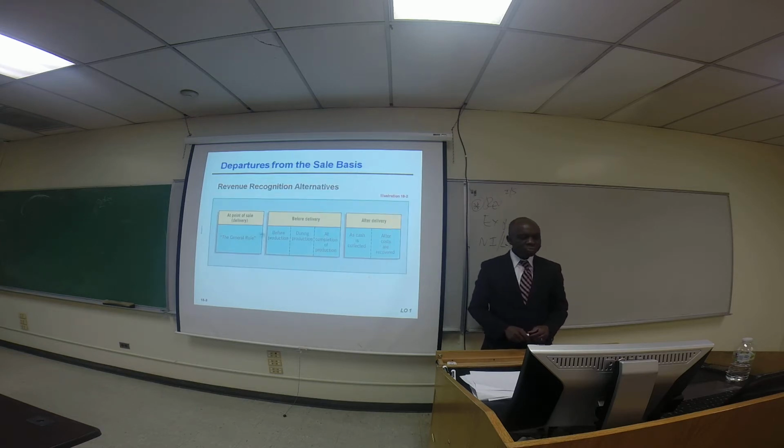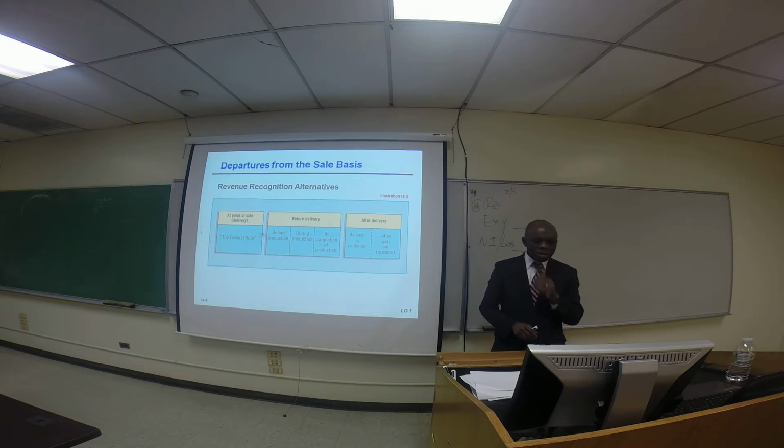Now, moving along, let's take a look at the revenue recognition alternatives. Number one, at the point of sale. That is the general rule. More often than not, in most instances, revenue is recognized at the point of sale. For example, when you perform services or when you deliver goods or sell goods or product to the customer. That is the general rule.